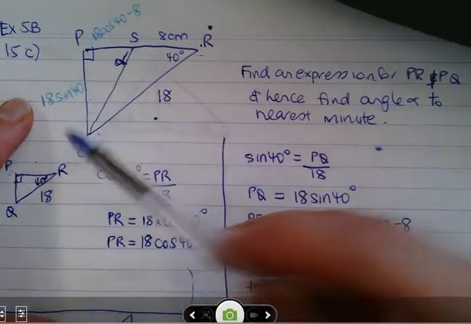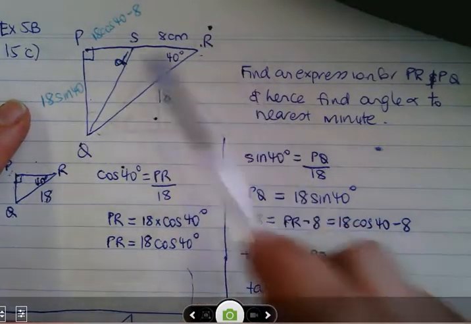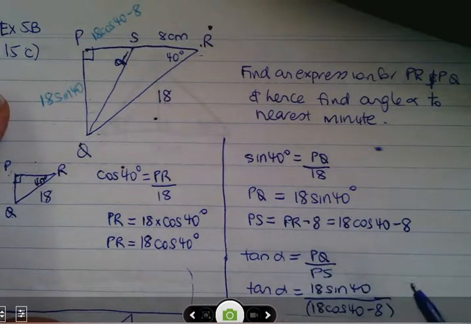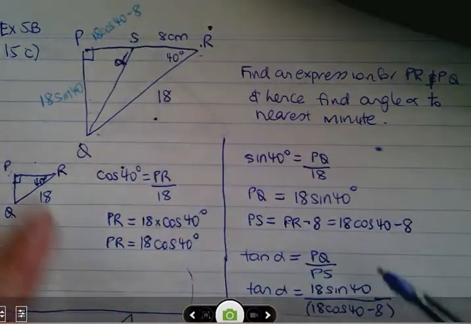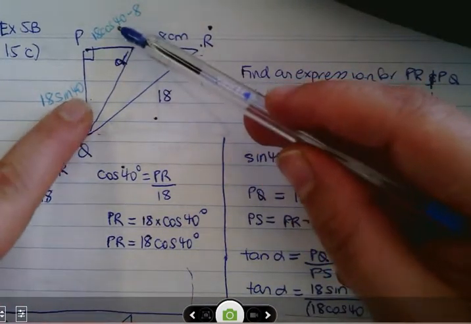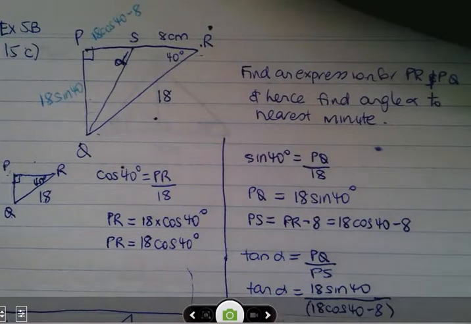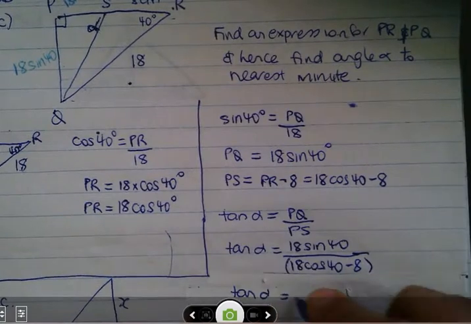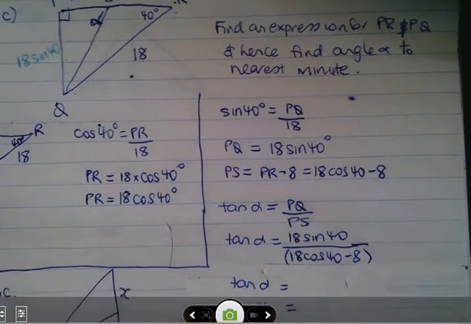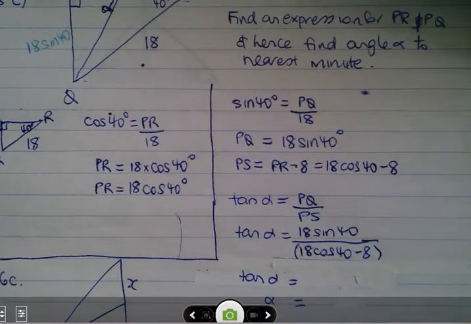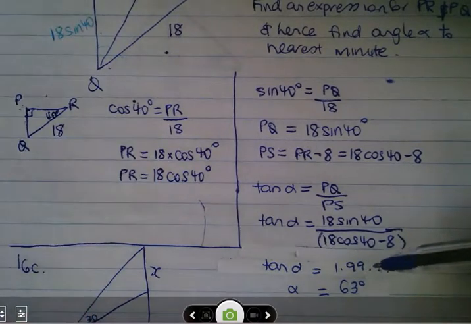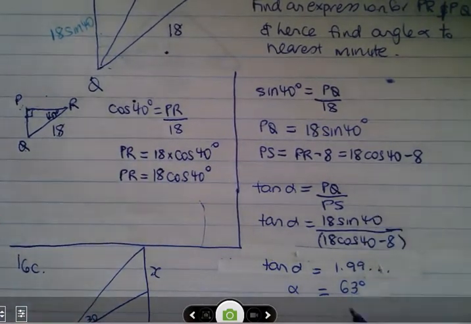I've come up with an expression for PQ. We had an expression for PR, but we know that PS is PR minus SR, which is 18 cos 40 minus 8. So instead of working these out as decimals, I've just kept them the way they are and then just substituted them in. So you can do that now on your calculator and work out what this is as a decimal. So tan of alpha is whatever. So alpha will be tan to the minus 1 of whatever that is. That is PQ over PS. We've put in our expression for PQ and PS instead of their decimal value. Then we've just worked out what that is. We get 1.99 dot dot dot whatever.